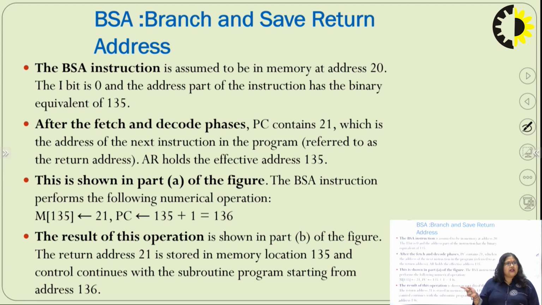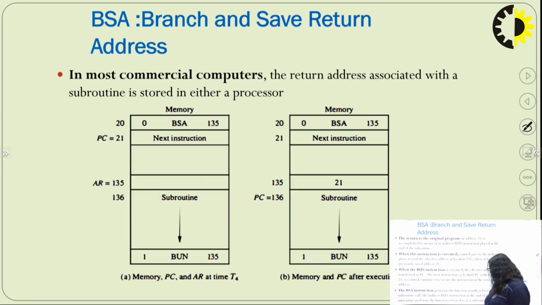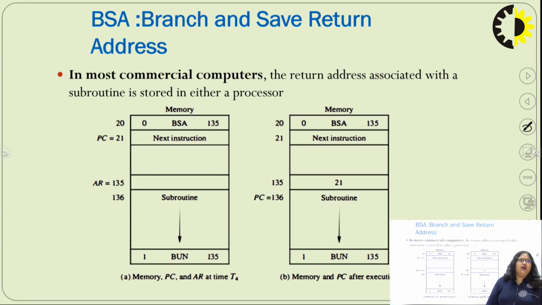The BSA instruction always assumes an address of the memory. We take an example of BSA. This is before execution of the instruction, and this is after execution of the instruction. Before execution, the instruction is saved at address 20, and the instruction is 0 BSA 135. The 0 denotes the direct addressing mode.